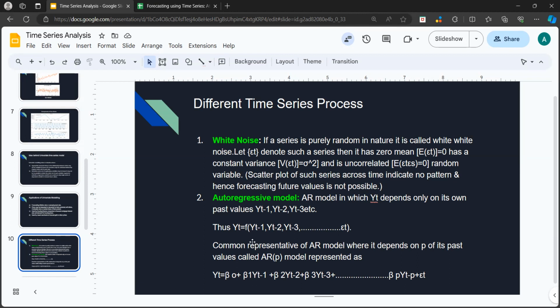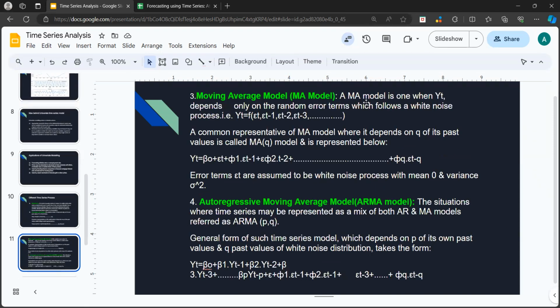So this is AR(p), meaning Y_t will depend on the last p past values. This is the autoregressive model, in short we write it as the AR(p) model. Next we will have the moving average model, in which the model depends on errors, meaning the error propagates. An MA model is one where Y_t depends only on the random error terms, which follow a white noise process.